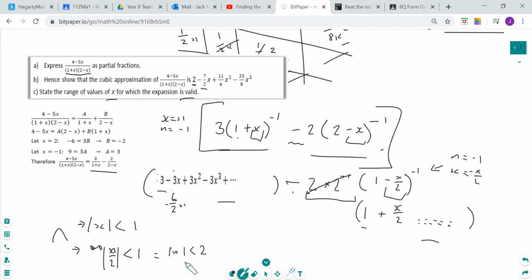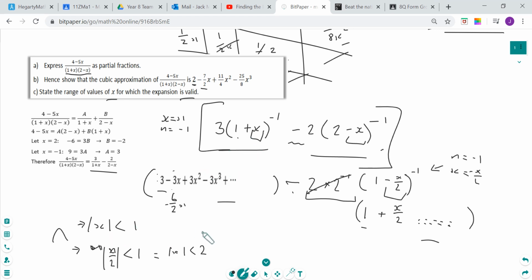So if you used a number like 0.5, that would be fine, wouldn't it? But if you used a number like 1.5, it's going to be fine over here. It's not going to be a problem, but it's going to be a problem in this first bracket.